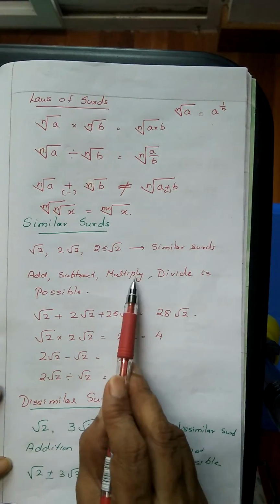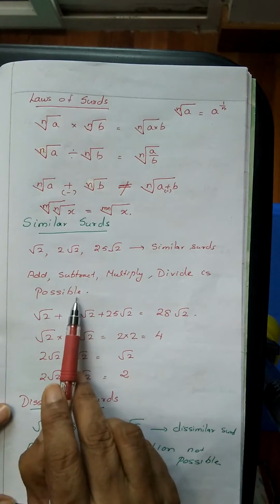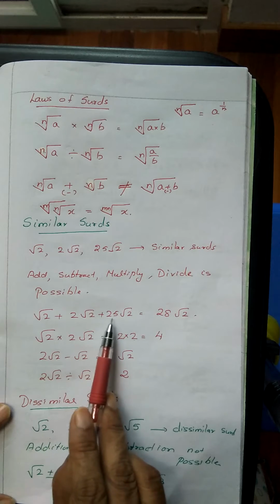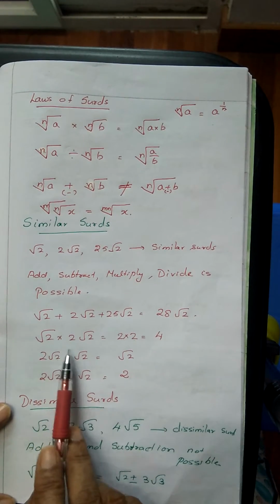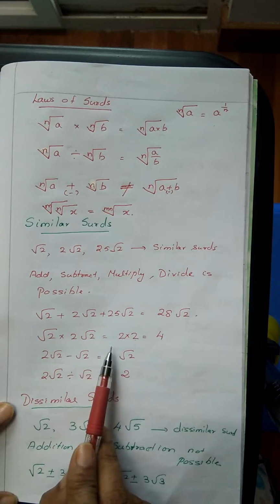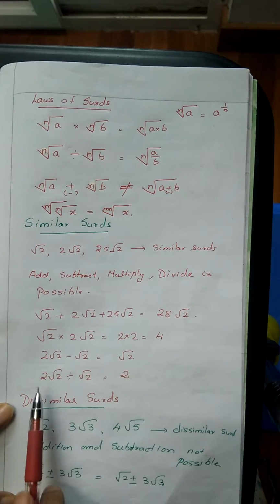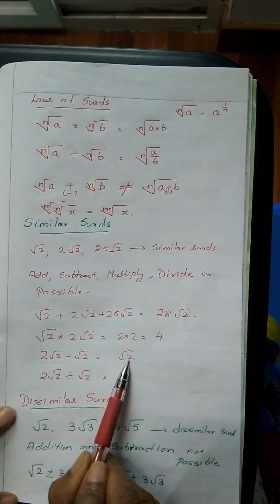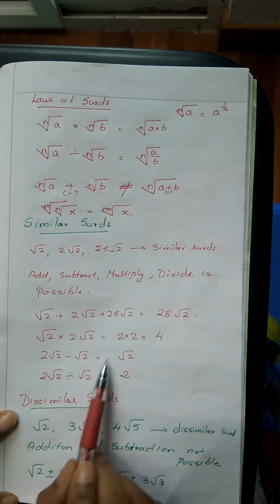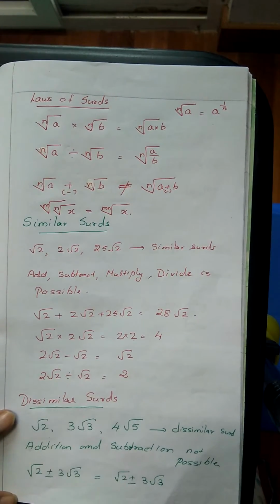So add, subtract, multiply, divide is possible in similar surds. Root 2 plus 2 root 2 plus 25 root 2 will become 28 root 2. Root 2 into 2 root 2 is equal to 2 into 2, which is 4. 2 root 2 minus root 2, again it is possible because they are similar surds, and you can also divide.